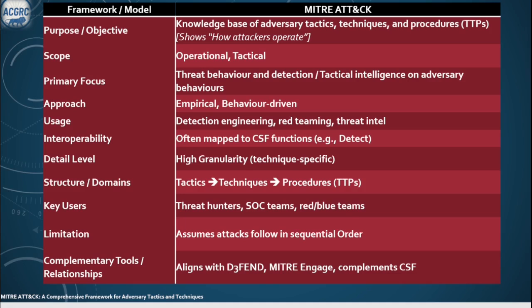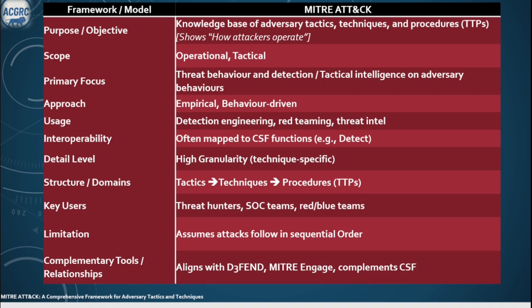Let's take a top view of this framework. The purpose and objective is to create a knowledge base of adversaries' tactics, techniques, and procedures. In short, it's also known as TTPs. Basically, it is about showing how the attackers operate, and it documents that. From a scope perspective, it is more operational and tactical. The primary focus is about threat behavior and detection, learning about tactical intelligence on the adversary's behavior.